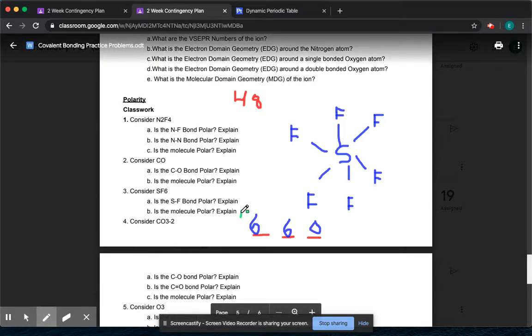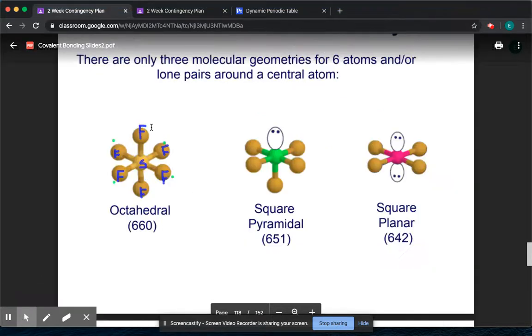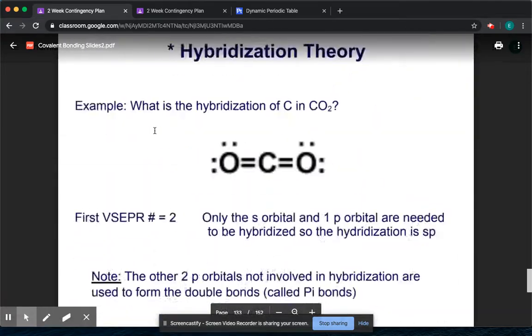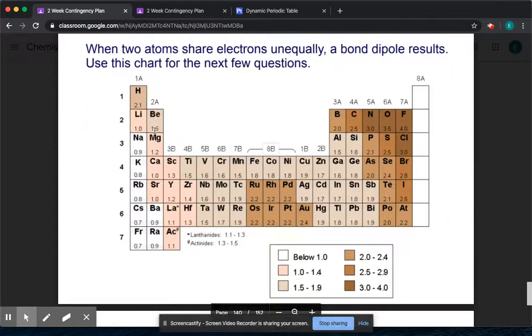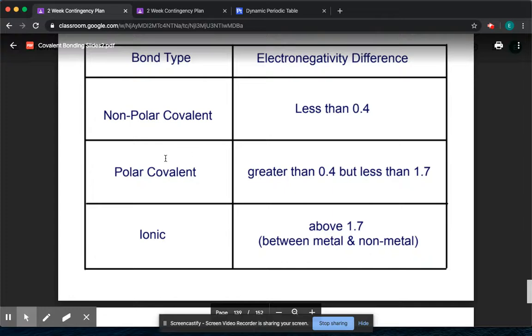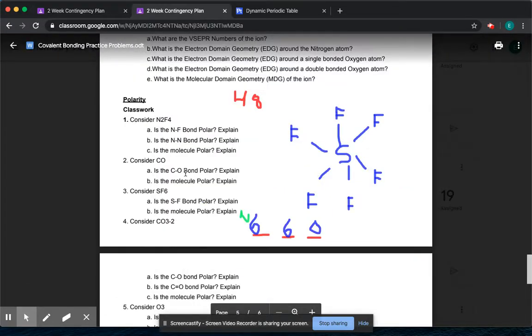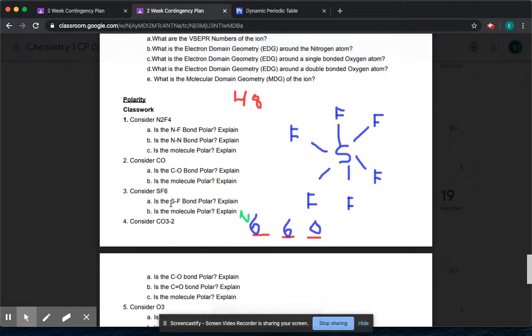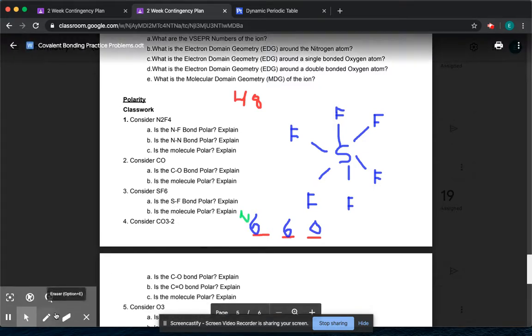The poles cancel out. But is the SF bond polar? Just look at the table. For polarity, sulfur is 2.5, fluorine is 4. The difference is 1.5. 1.5 would make it polar. So in this case, we again have the example of a polar bond, but a non-polar molecule. So A would be yes, and B would be no.